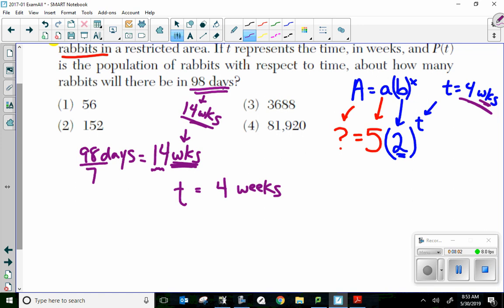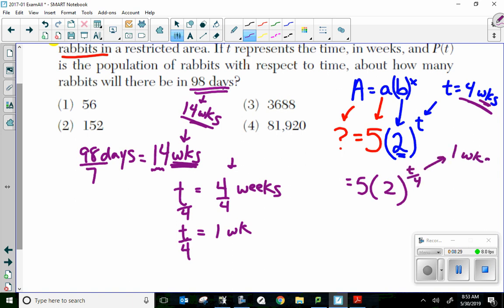So how do I make t equal 1 week? Well, how do I make the right side equal 1 week? I divide it by 4. So now that's 1 week, right? What I do to one side, I have to do to the other. So t over 4 represents 1 week. You really need to understand that. So 5 times 2. Now I have t over 4. Now this is in 1 week. It's no longer 4 weeks like it was here. Now it's 1 week.